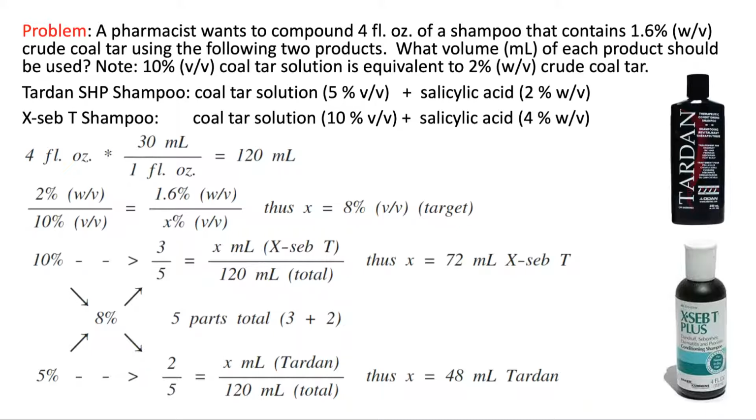Let's go down to the bottom, to the 5%. I need 2 parts out of the total of 5 parts to be my 5% shampoo. Set that equal to X milliliters.